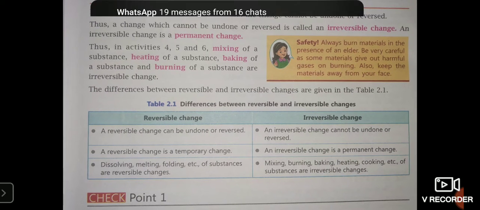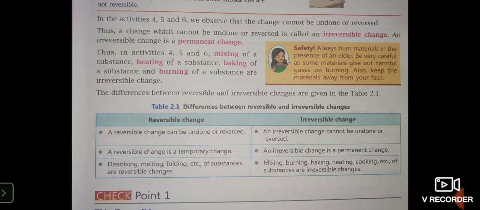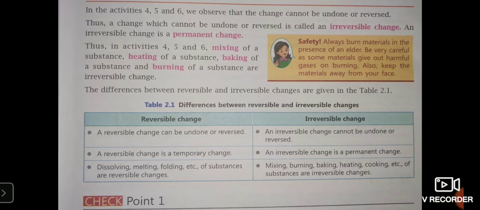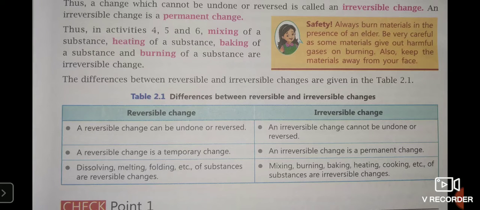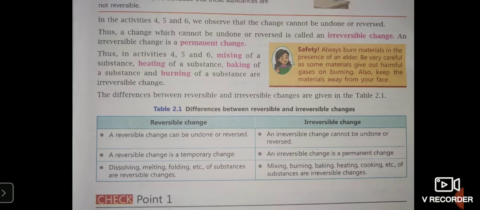A reversible change is a temporary change, whereas an irreversible change is a permanent change. The examples of reversible changes are dissolving, melting, folding, etc. of a substance are reversible changes, whereas mixing, burning, baking, heating, cooking, etc. of substance are irreversible change. If you observe one more thing, as you are growing up, you should observe more and try to understand the in-depth of the content. Now, all these processes like burning, baking, heating, cooking, etc., there is some type of energy involved in it. Like when burning, you are supplying heat energy. Baking, you are supplying heat energy. Cooking, you are supplying heat energy.